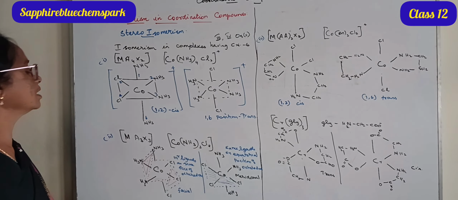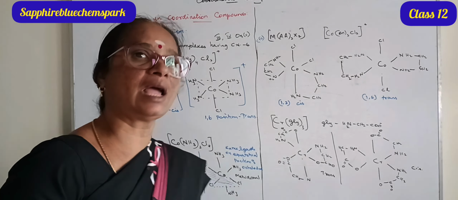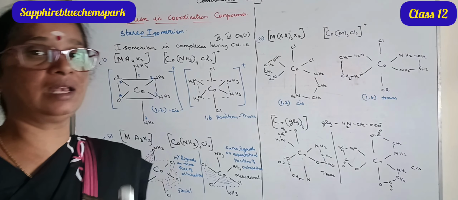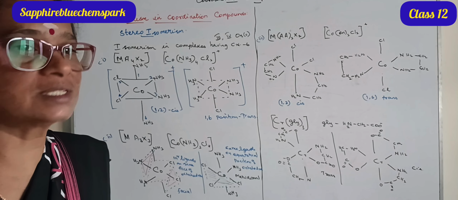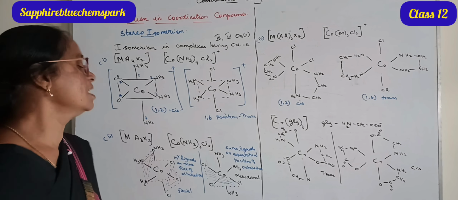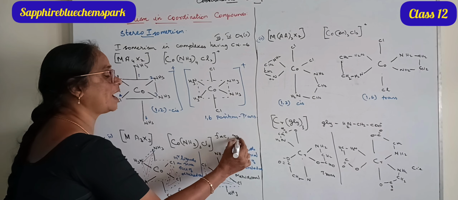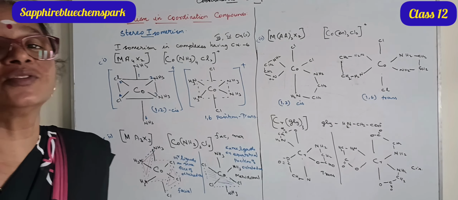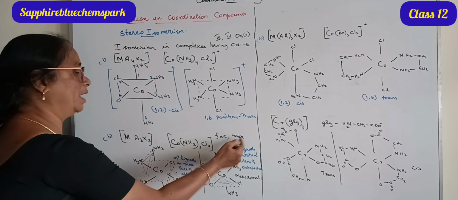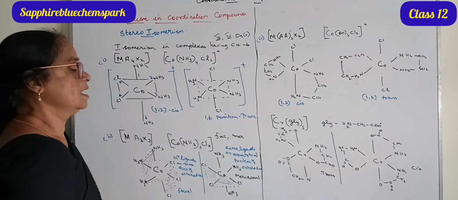And the next one is a complex of the type A3X3, where three of them are neutral ligands and three of them are anionic ligands. In this case, if the similar ligands occupy the same face of the octahedron, that isomer is said to be the FAC isomer. Such complexes give rise to FAC and MER isomers of geometric isomerism. How are FAC and MER identified? FAC means facial, MER means meridional.